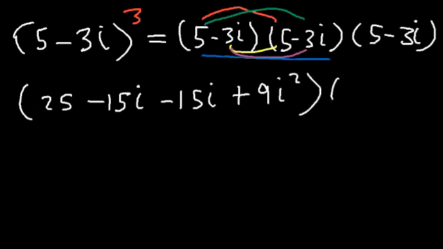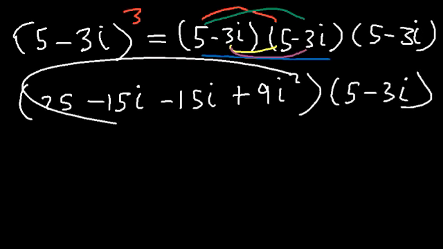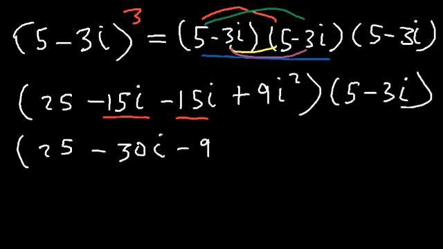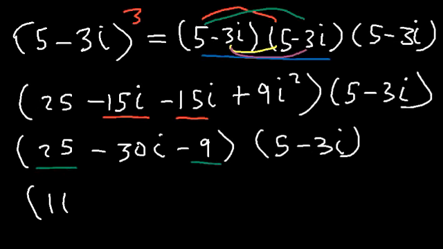And we still have another one on the outside. So let's simplify this expression. Negative 15i and negative 15i adds up to negative 30i. We still have the 25, and 9i squared is negative 9. So now we can combine 25 minus 9, which is 16. So we have 16 minus 30i times 5 minus 3i.